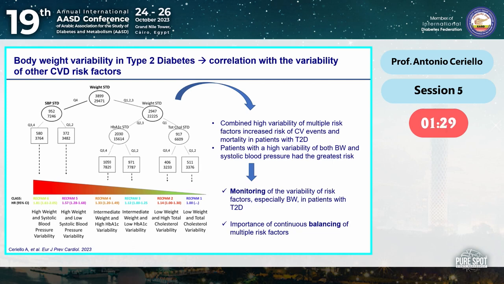Are you surprised? I am not, because when you control the weight, at the same time you are able to control glycemia, blood pressure, lipids. So we already knew that this is a key strategy to control cardiovascular risk in people with diabetes. So it's not surprising that body weight variability emerges as the most important risk factor compared to the variability of the other risk factors.